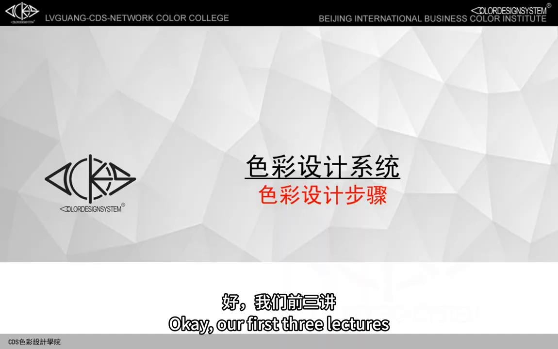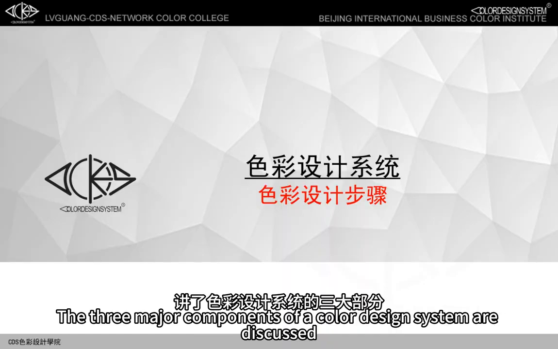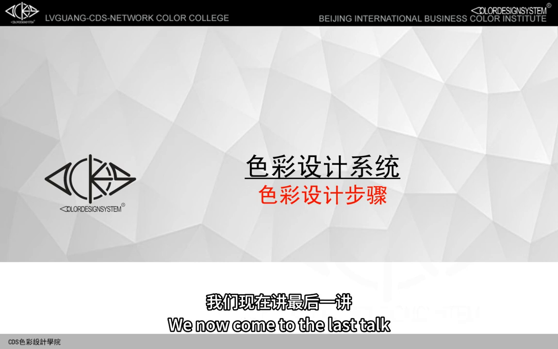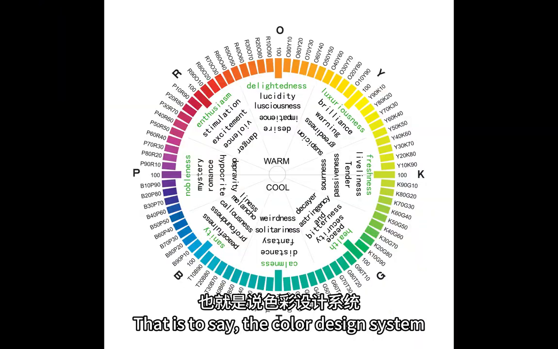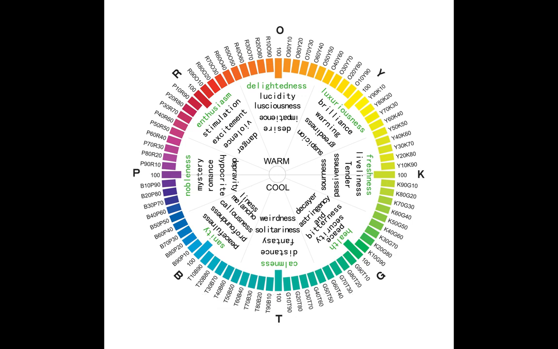Okay, in our first 3 lectures, the 3 major components of a color design system were discussed. We now come to the last talk, the color design steps of a color design system.